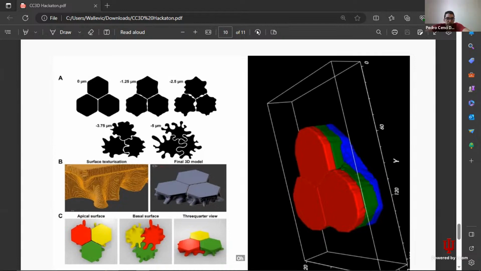I'll try to get this shape now with a single cell. Okay, I'll try to build a simulation and achieve this strange shape. So give me a minute.